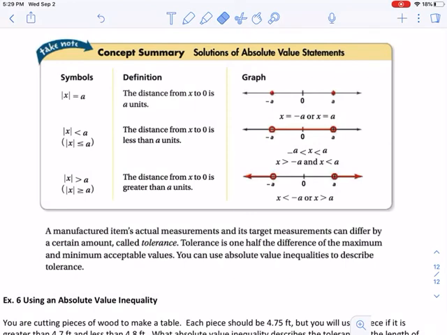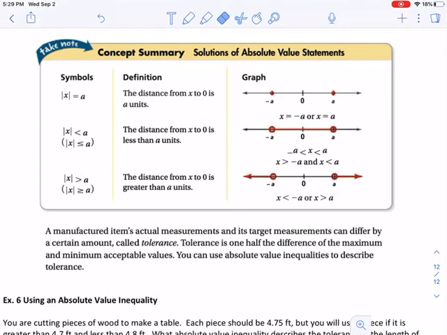So the first one, the absolute value of x is equal to a, is the distance from x to 0 is a units. So it is just exactly the distance. It's 2 points on the number line because it's equal to those values.